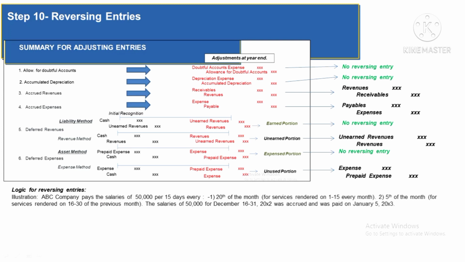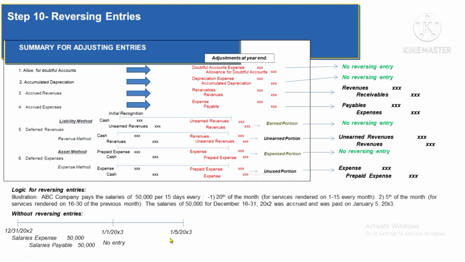Now, let's make the entries first under the assumption of without reversing entries. Since the expense was incurred on December 16 to 31, there will be an adjusting entry for the accrued expense, which is salaries expense debit 50,000 and credit 50,000 salaries payable on December 31, 20x2. On January 1, 20x3, there will be no entry because the assumption again is that there will be no reversing entry. So the entry on January 5, 20x3 should be debit salaries payable 50,000 and credit cash 50,000.